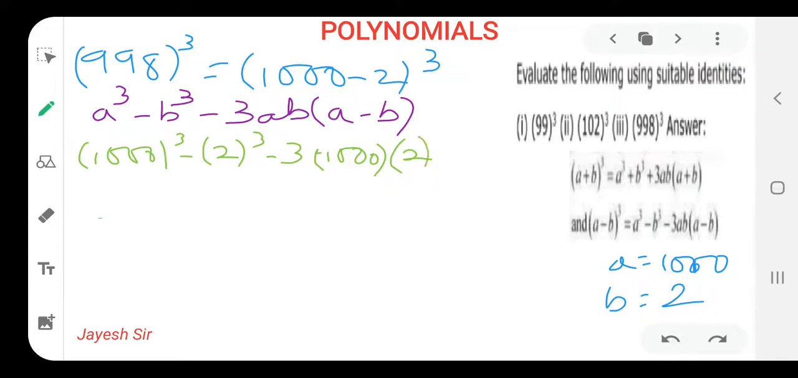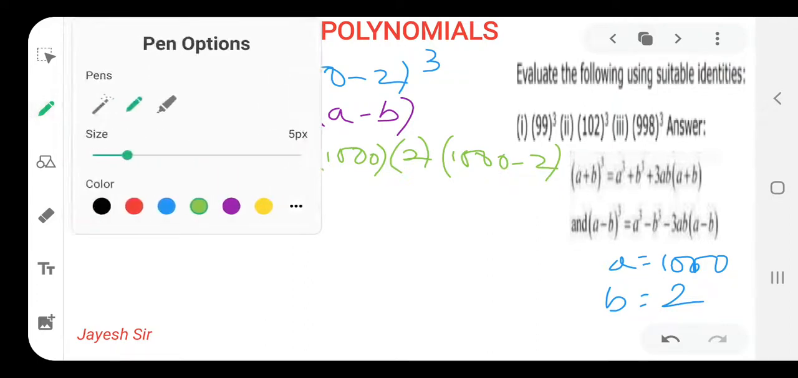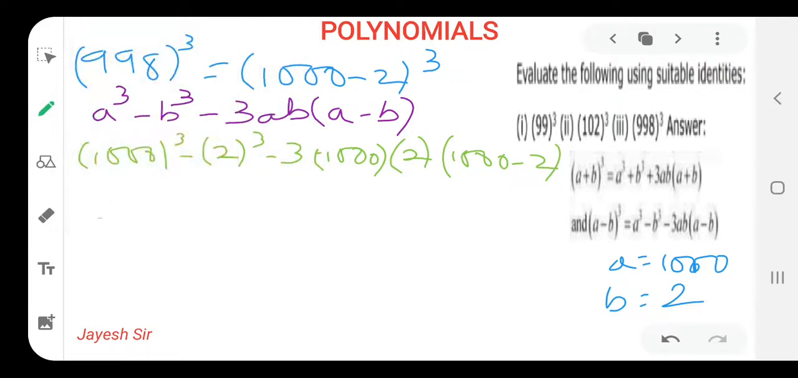Yes, I hope you all have understood. Now 1000 minus 2. Yes, in this way I have just put the values of a and b in the formula. Now how will I do it? Here we will put 9 zeros. Why? Because 3 threes are 9, so our answer would be a little bit bigger. So I am writing over here 1, 2, 3, 4, 5, 6, 7, 8 and 9. 9 zeros I have put. 3 threes, yes, 9 zeros are there.